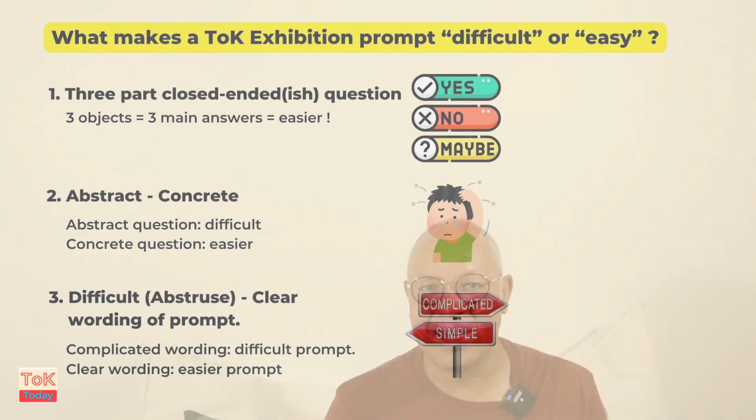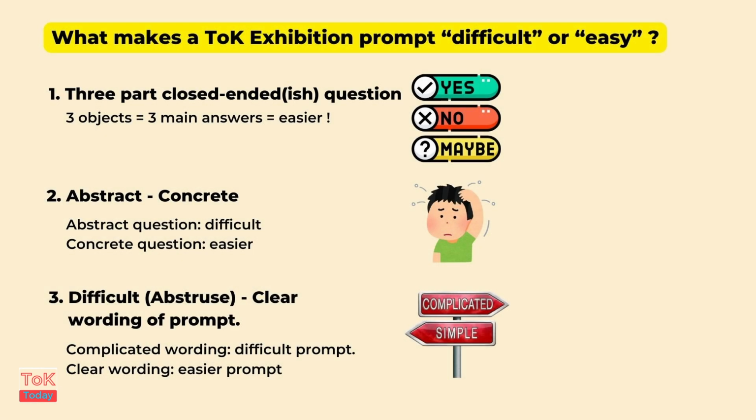The word abstruse means very complicated, and in itself, abstruse is abstruse. Anyway, on with this criteria. The more complicated the wording of the prompt, the more difficult it is to answer correctly. Conversely, the clearer the wording of the prompt, the easier it is to answer correctly.